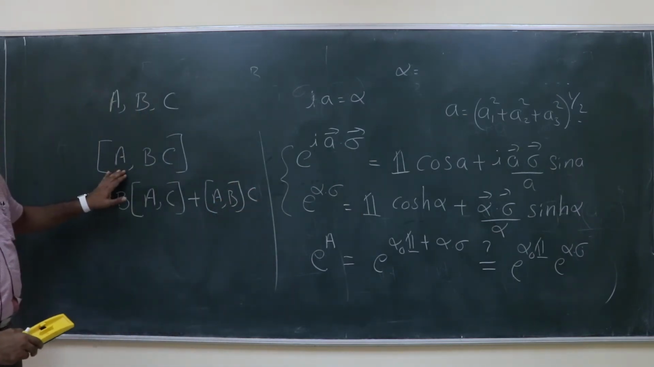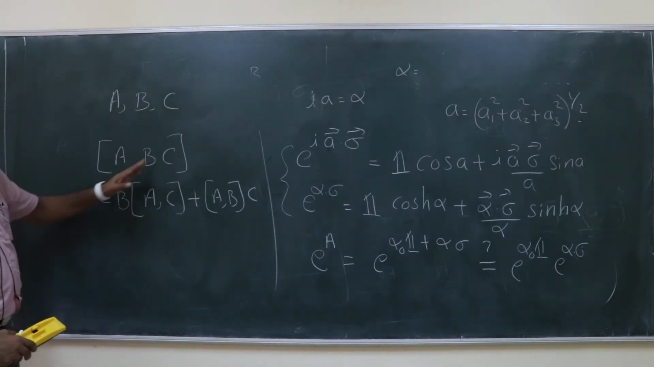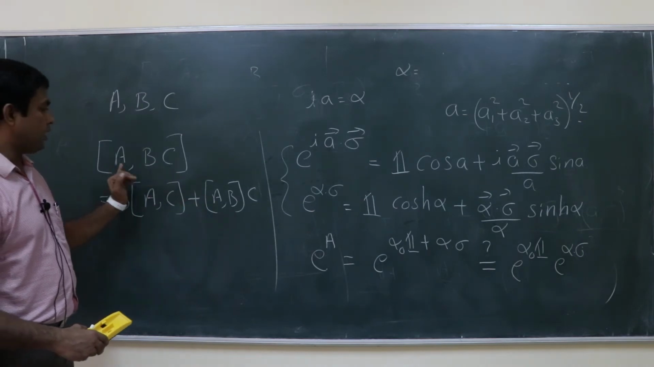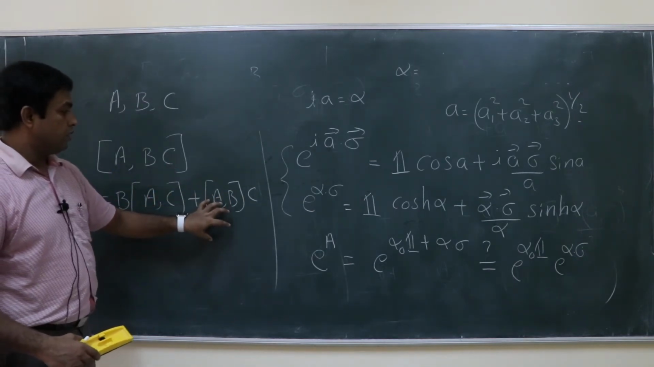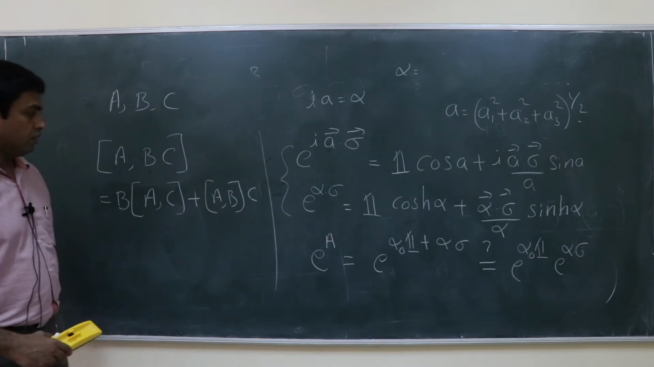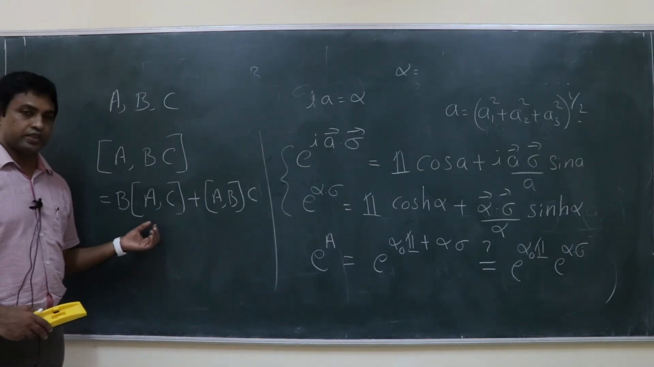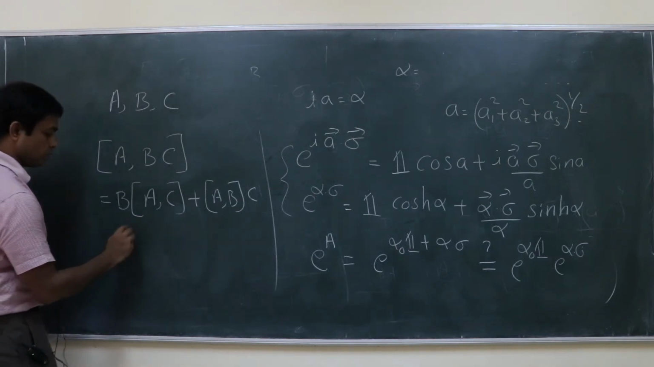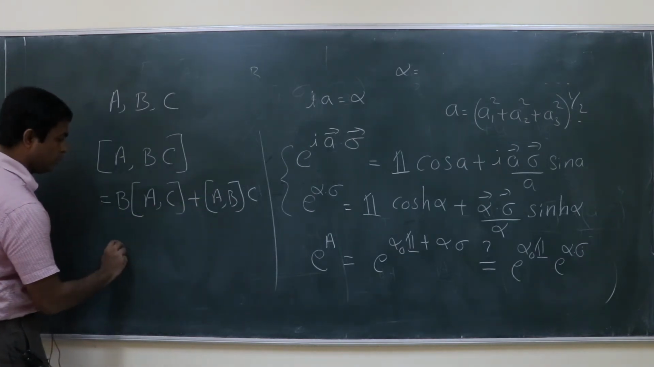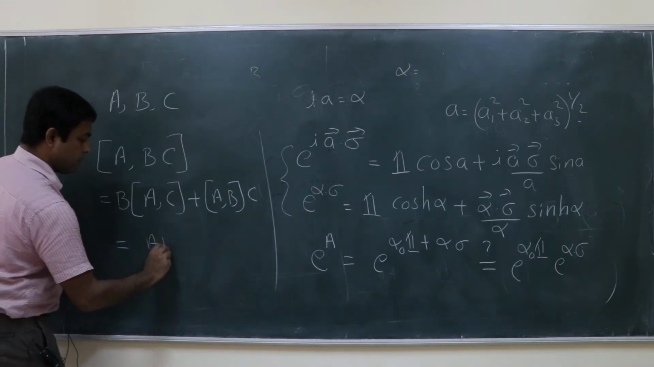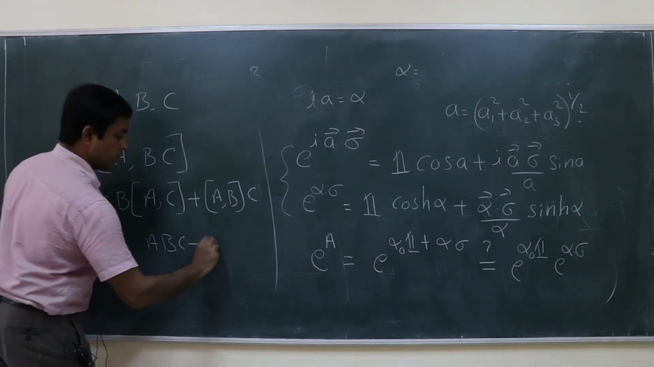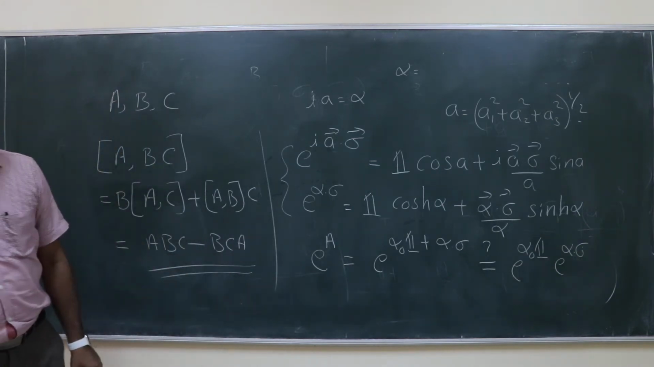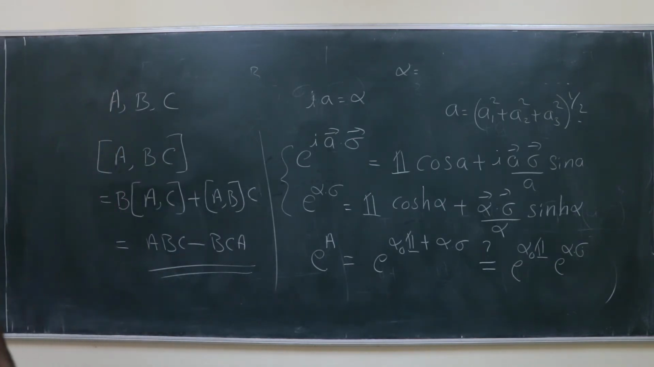So the commutator of A with BC is equal to B times the commutator of A with C, plus the commutator of A with B times C. Can you just, I will give you 2 minutes, just verify that this is equal to ABC minus BCA. Just take 1 minute, not even 2 minutes.